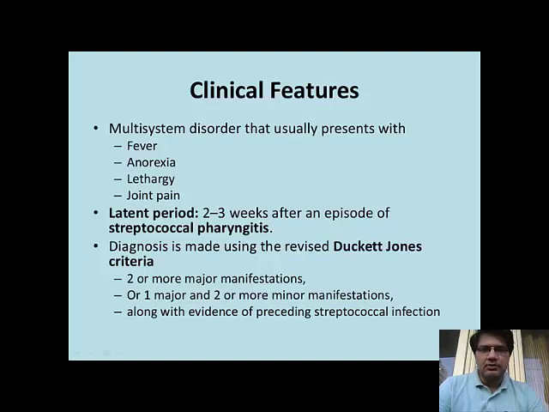The diagnosis is made by the revised Jones criteria. So this is often tested on exams. It requires two major, or one major with two minor manifestations, along with evidence of preceding streptococcal infection. Either that might be a swab or an antibody titer. We will discuss it along with the criteria.